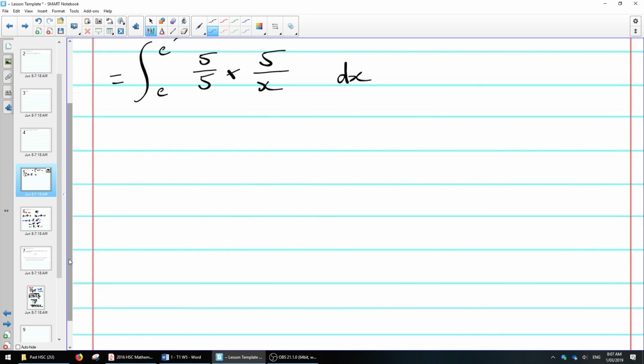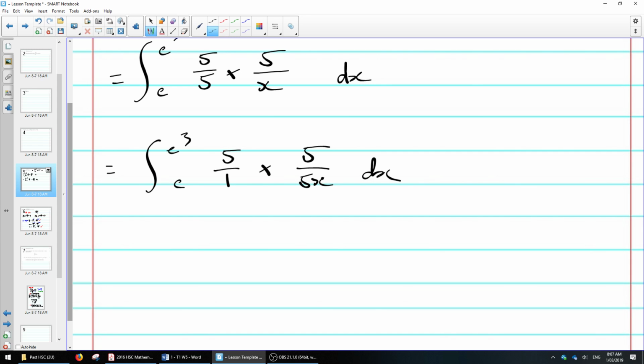I want to move the bottom. If I move the top, I'm going to get further away, because then I'll be saying now my top is 25 and I want it to be 1. So I have the integral from e to the power 3 to e of 5 over 1 times 5 over 5x dx. And now what can I do with that 5 over 1?